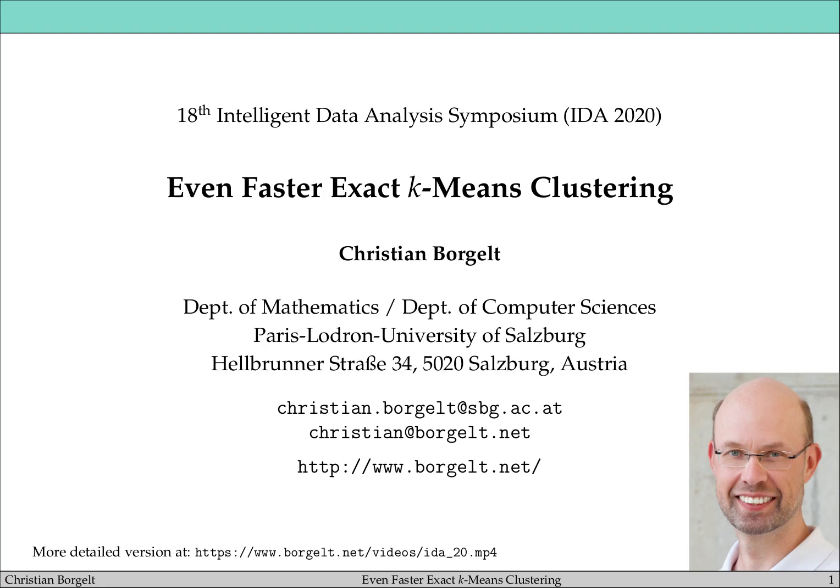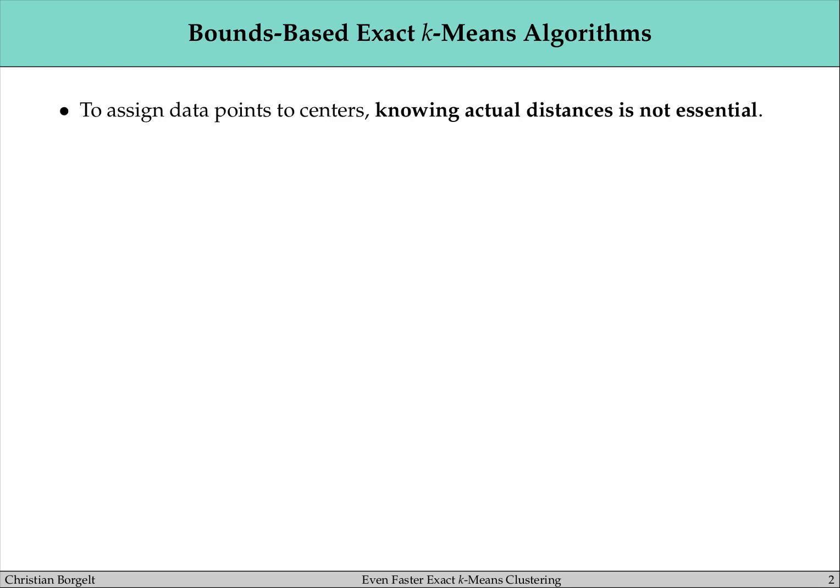of the screen. This talk deals with bounds-based exact K-means algorithms, where exact refers to the fact that they yield the same results as a naive implementation, but in less time, and bounds-based means that they work with distance bounds. A crucial insight of such algorithms is that in order to be able to assign data points to the centers closest to them, it is not essential to know all actual distances. All one really needs to know is which center is closest, and this can sometimes be determined without computing all distances, or even without computing any distances at all.